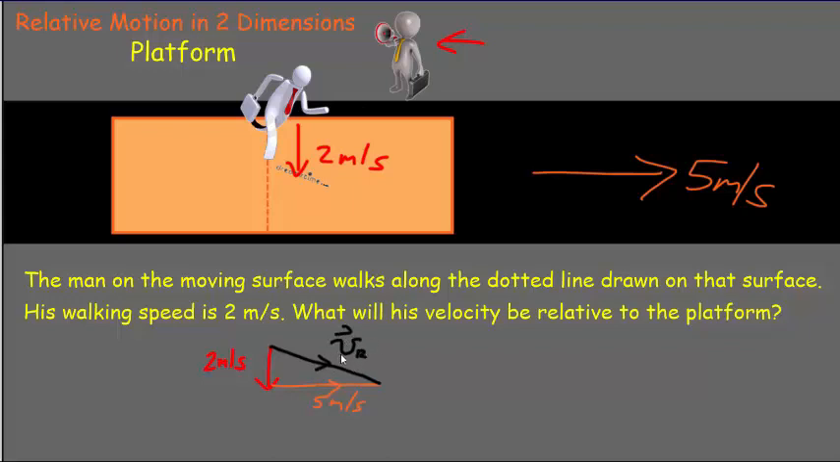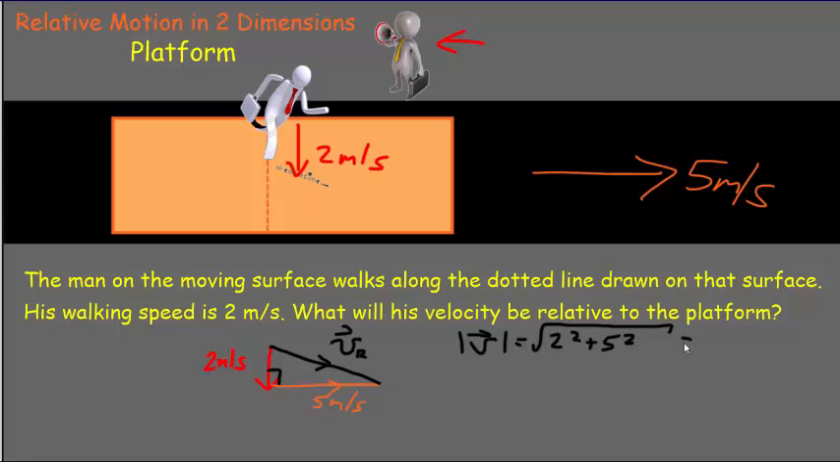So we'd like to both find out the direction and the magnitude. Well, the magnitude is very easy. The magnitude, we can see we've got a right angle triangle, so we can simply use Pythagorean theorem, 2 squared plus 5 squared.